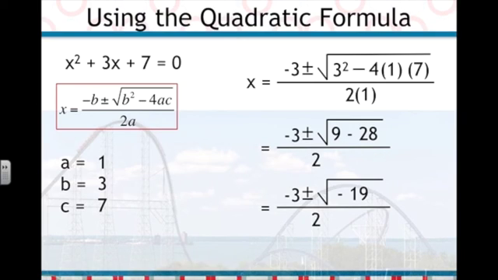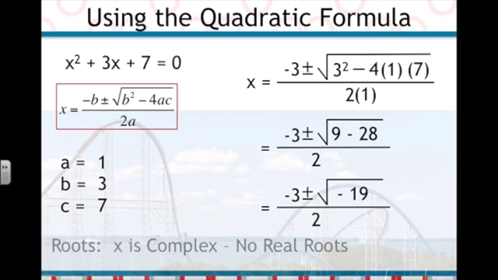The fact is, unless you're in a higher level algebra and have learned about imaginary numbers, there's nothing more you can do. So for your answer, you can just write that x is complex. There are no real roots. That means our roots are not real numbers.